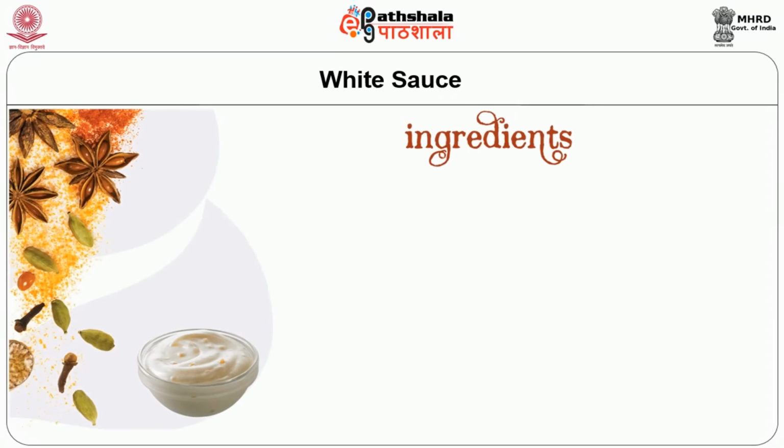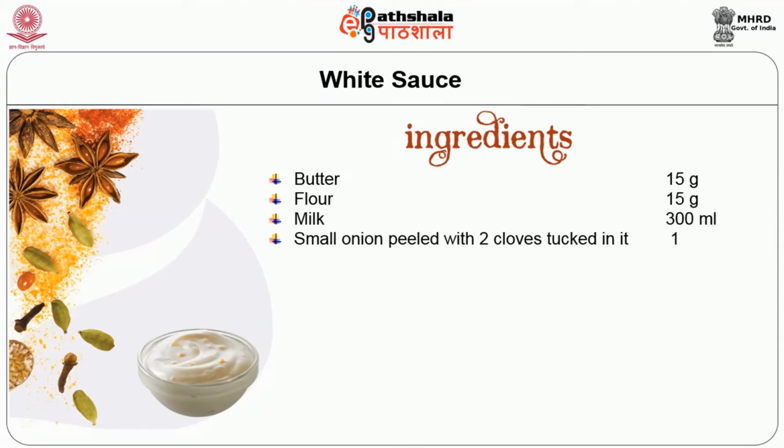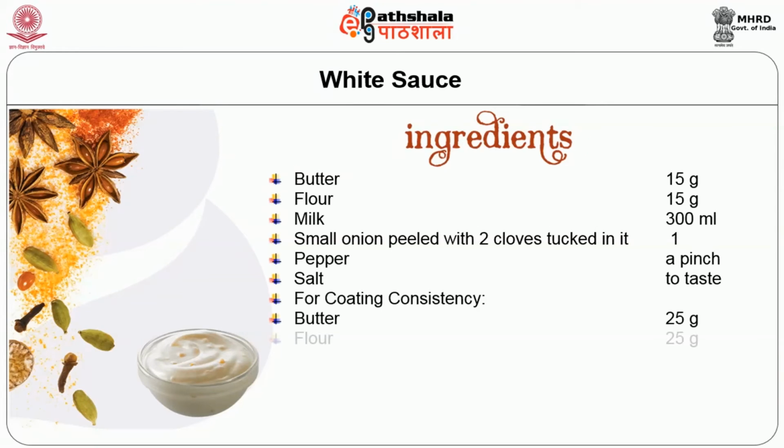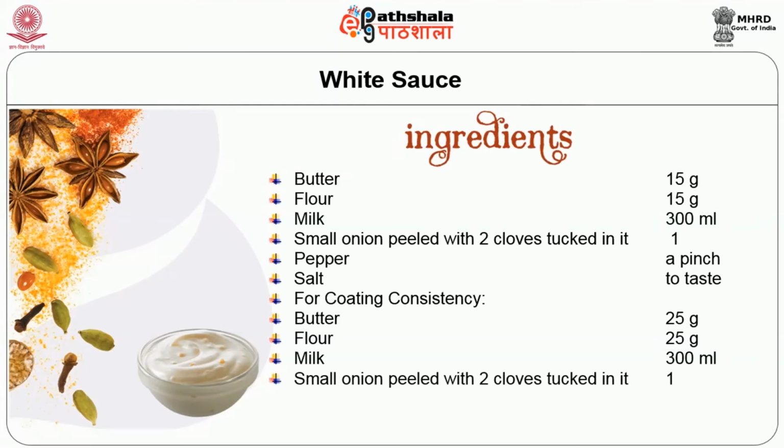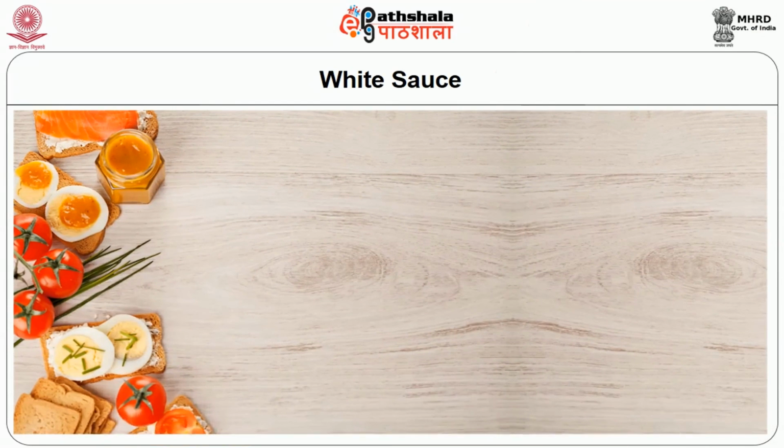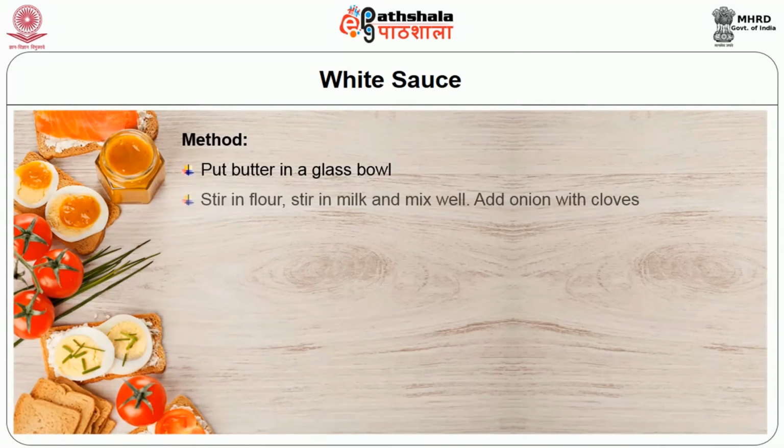Coming to the preparation of white sauce, the ingredients used are butter, flour, milk and small onions peeled, pepper, cloves, salt, and for coating consistency we can use butter, flour and milk again. Coming to the method of preparation, put butter in a glass bowl, stir in flour and then stir in milk and finally mix well.